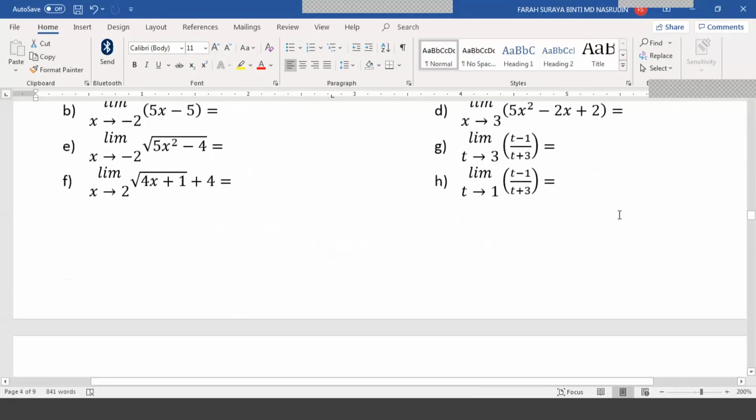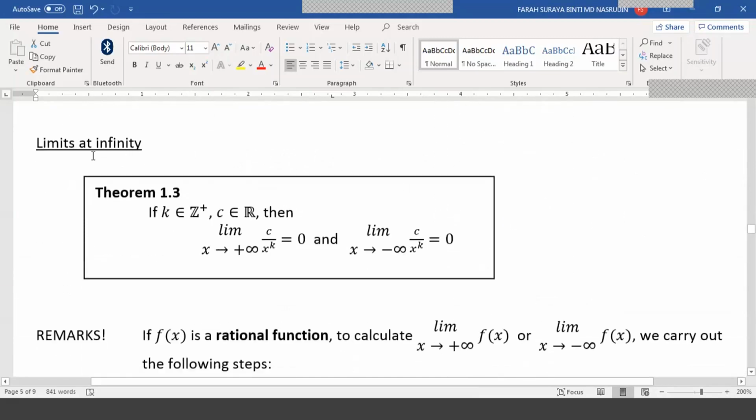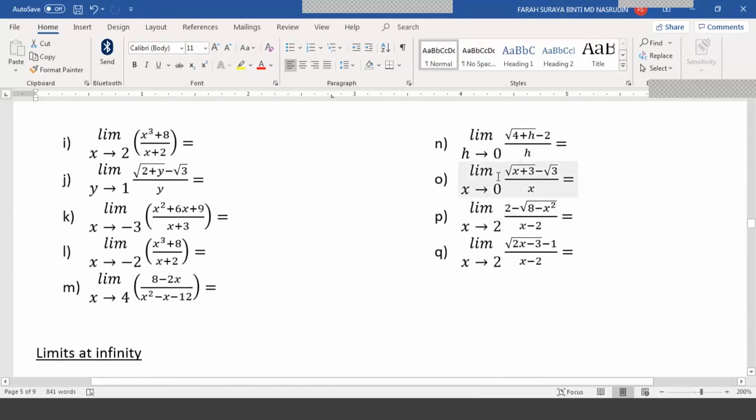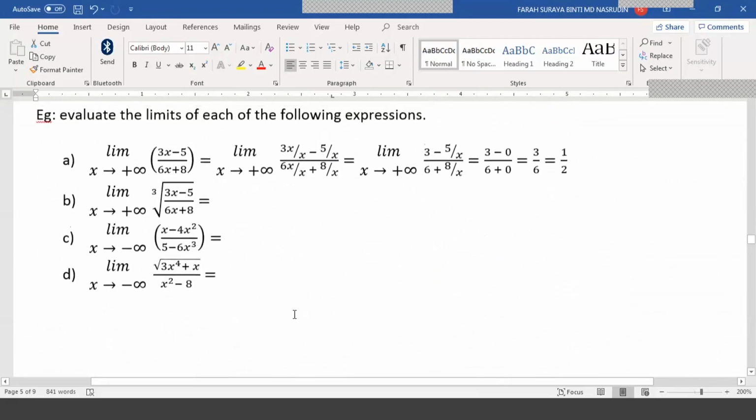So, lecture class kita sampai sini saja. Untuk next class, kita akan sambung dekat limit at infinity. Kalau awak tengok limit dia ni, yang tadi kita belajar semua approach any numbers. Limit variable dia approach any numbers. So, kalau limit at infinity, limit dia x dia approach infinity. Yang tu kita akan belajar next class.